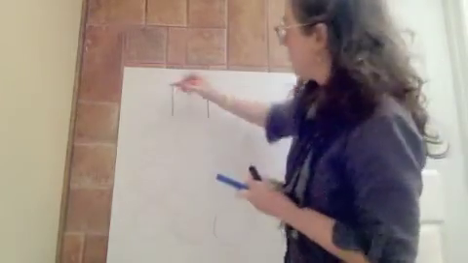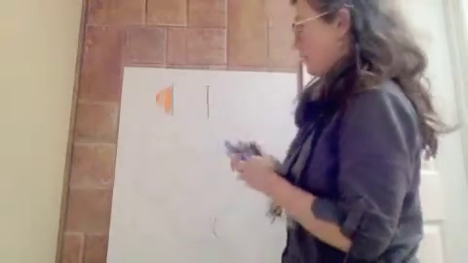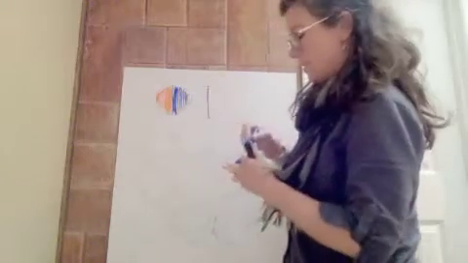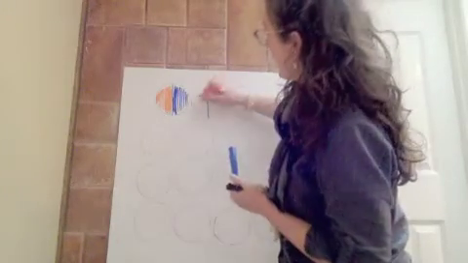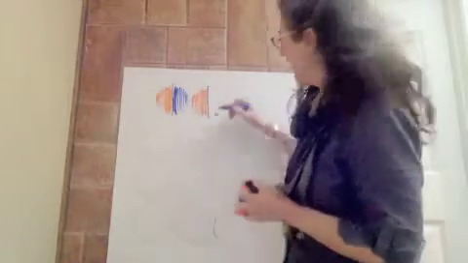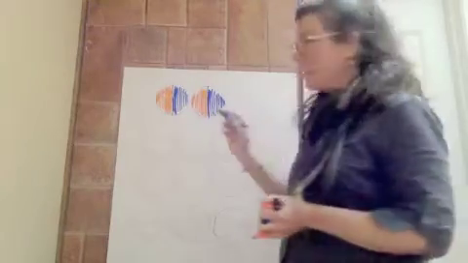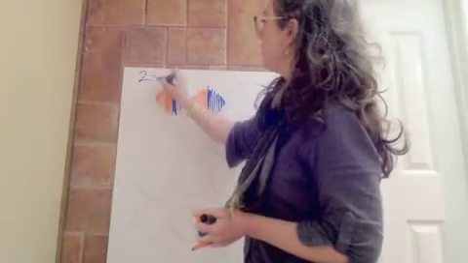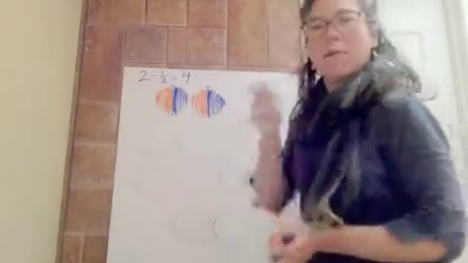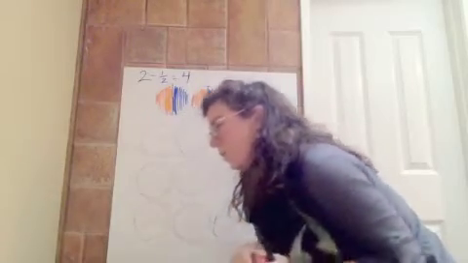So, 1, 2, 3, 4. And the way I'd write that equation is 2 divided by a half equals 4. Pat yourself on the back if you got it right. Okay, next one, my friends.